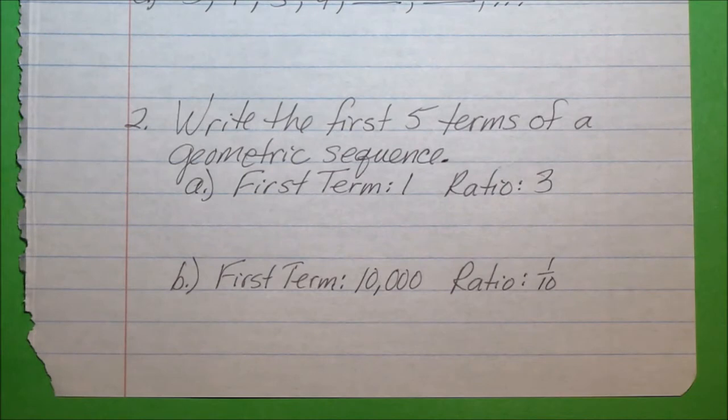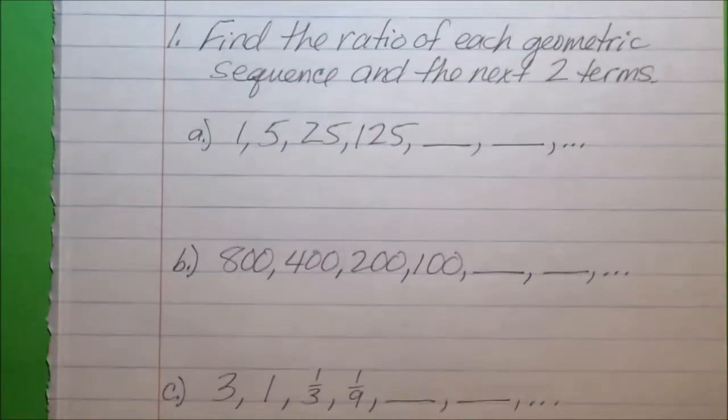And the second problem is write the first 5 terms of a geometric sequence. They're giving you the first term and what the ratio is. So you're going to write the first 5 terms of the geometric sequence, starting with the first term they give you. All right? Okay, let's see how these work out.